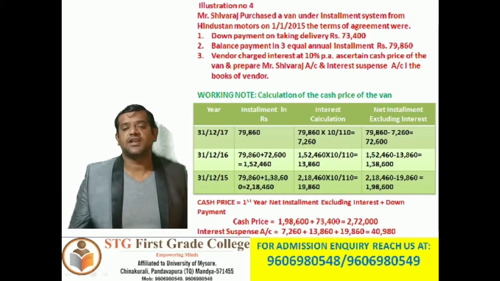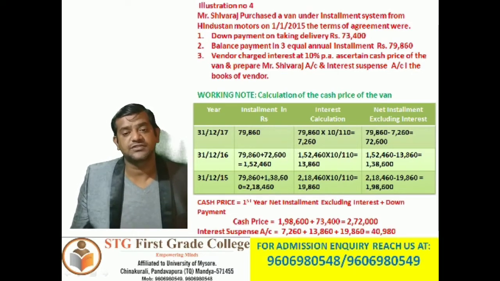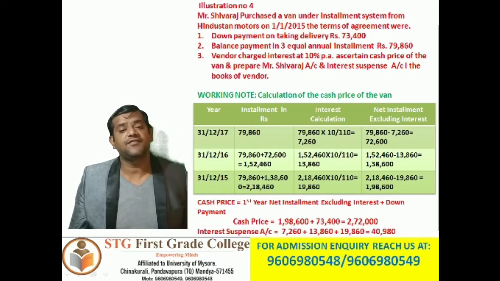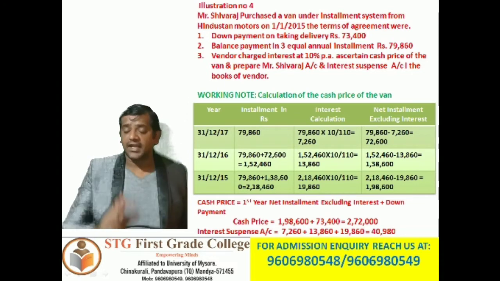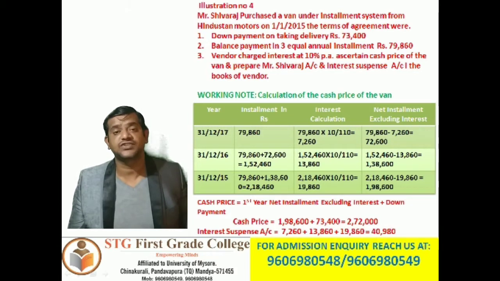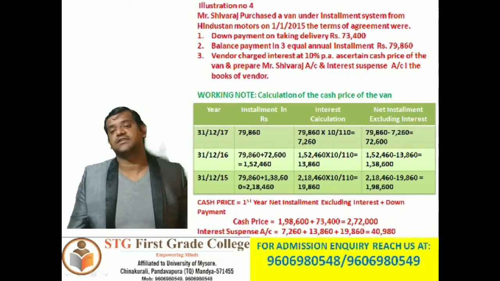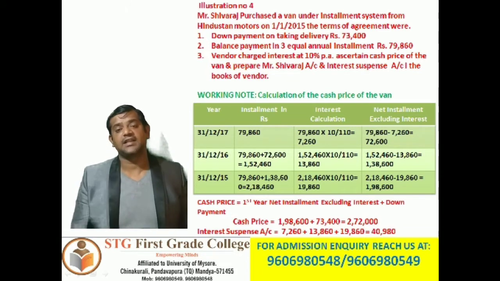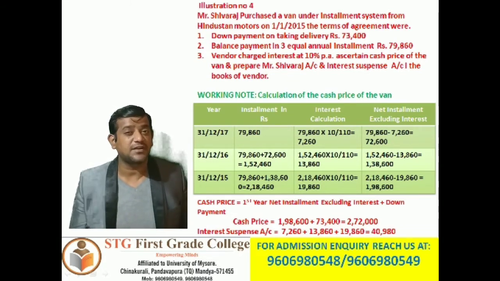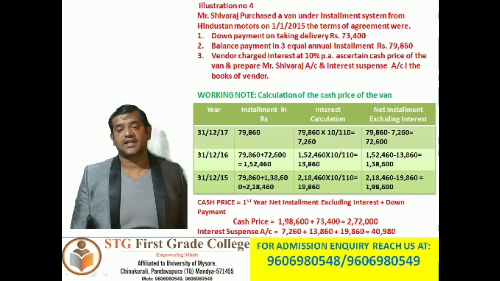Next year, 31/12/2016: 79,860 plus the third year's net installment 72,600 equals 1,52,460. 1,52,460 into 10 divided by 110 gives interest of 13,860. Then 1,52,460 minus 13,860 comes to 1,38,600, which is the net installment money paid.